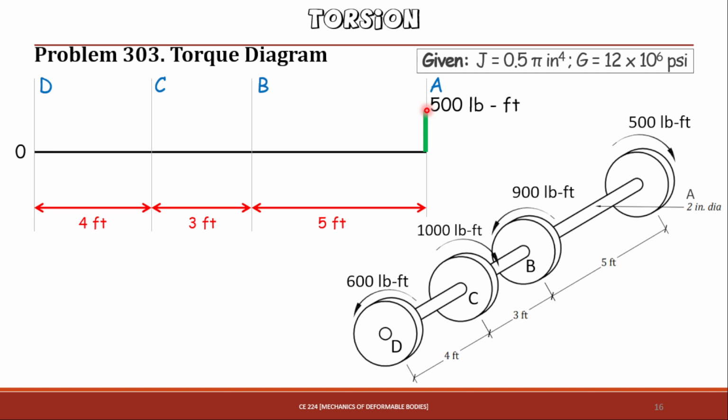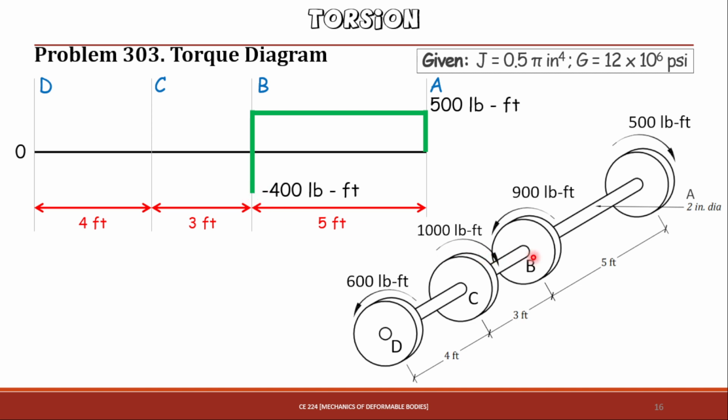Okay? And then, from A to B, idiretso lang natin kasi wala namang naidagdag na torque. And then, dun sa B, nagkaroon tayo ng counterclockwise na torque. That is 900 pound-foot. So, from 500 pound-foot, i-apply natin yung negative 900 pound-foot na torque. So, bababa tayo ng 900 units kasi counterclockwise, kaya negative. So, we have 500 minus 900. That will give us negative 400 pound-foot na torque dito.